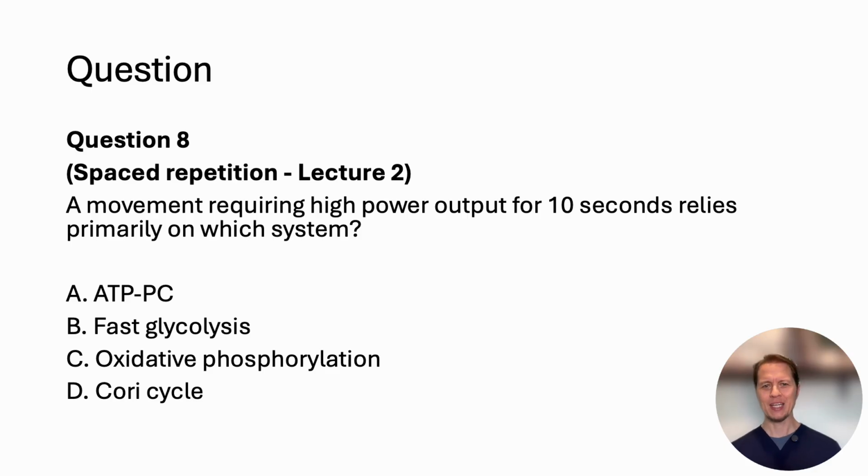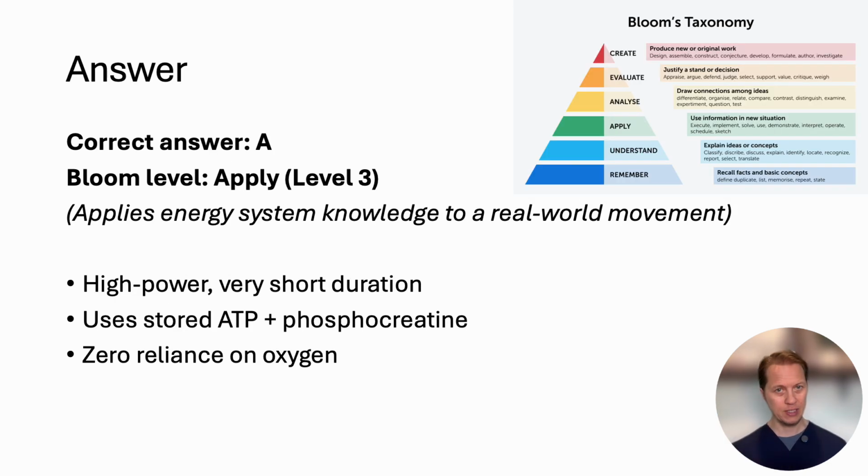Now, time for some callbacks, right? Remember the spaced repetition and the interleaving study techniques that we talked about in lecture 1 and 2? Well, this is a callback from lecture 2. A movement requiring high power output for 10 seconds relies primarily on which system? ATP phosphocreatine, fast glycolysis, OX-phos, or the Cori cycle? And hopefully you know that is A. Any explosive movement under 10 seconds relies almost entirely on the immediate phosphocreatine system.